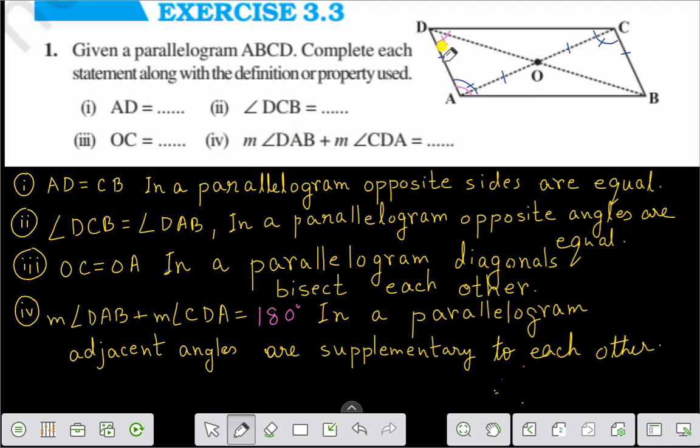Number 4, measure of angle DAB plus measure of angle CDA, this angle plus this angle is equal to 180 degrees, because in a parallelogram adjacent angles are supplementary to each other.